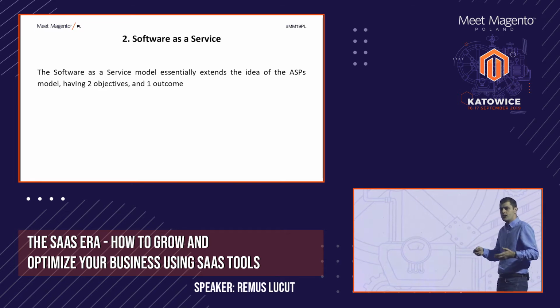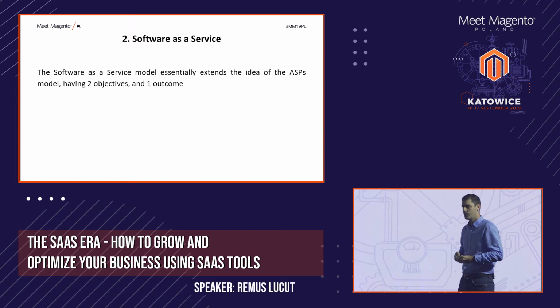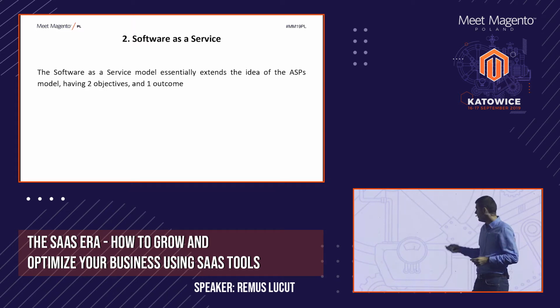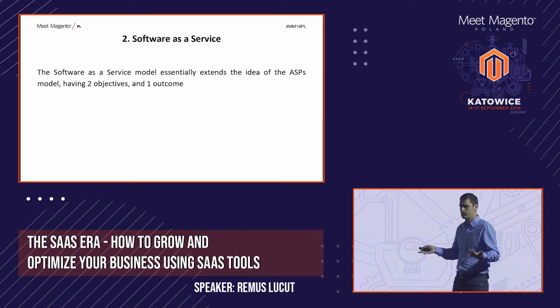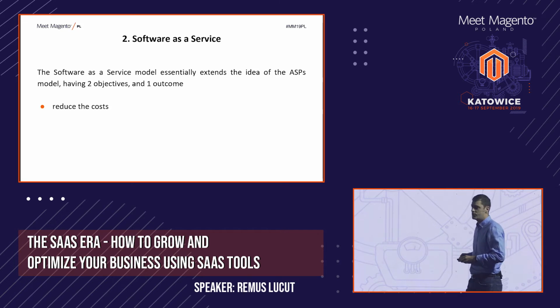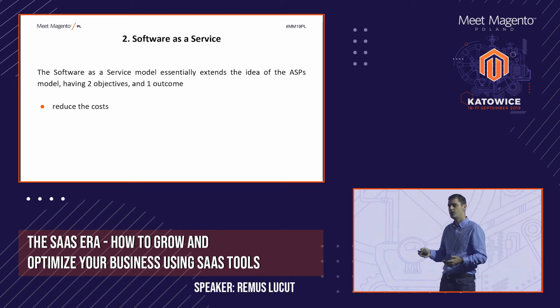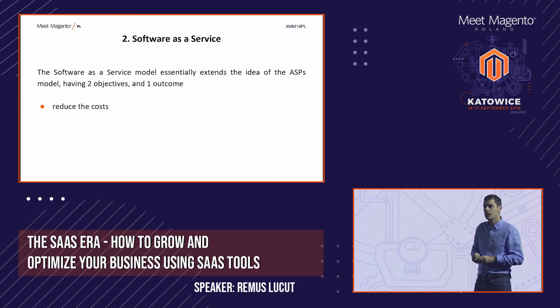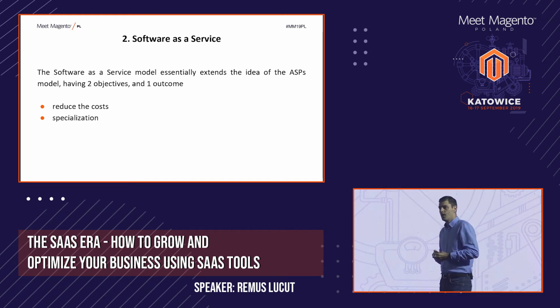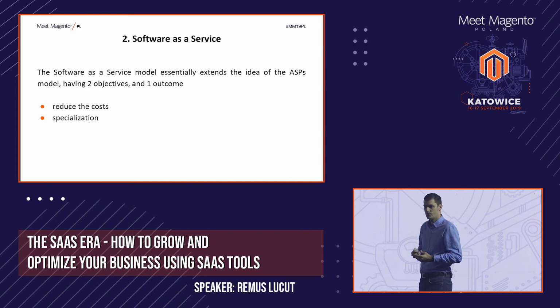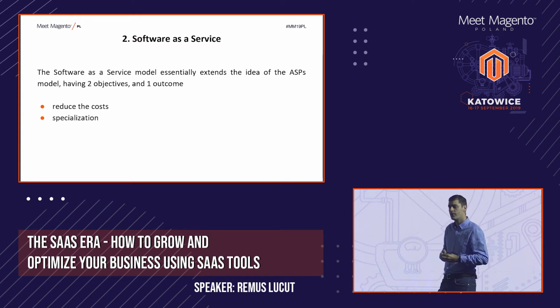And software as a service essentially extends this model, having two objectives and one outcome. The first is to reduce costs, because that's really important. And the second is specialization. Both of them lead to one outcome, which is really important and is the key differentiator in keeping your business efficient: competitiveness. Without being competitive in the market, you might feel that you don't have an advantage over the competition. So this is really important in this technological era, the fact that more and more solutions provide competitiveness for merchants.